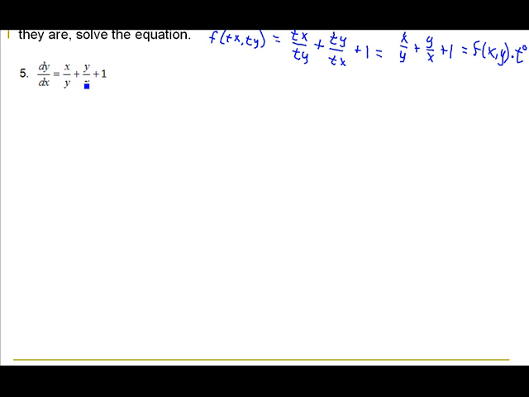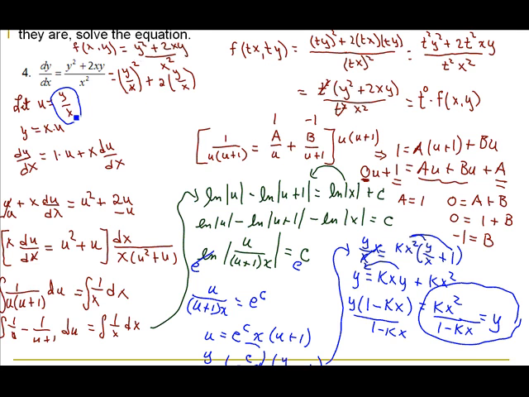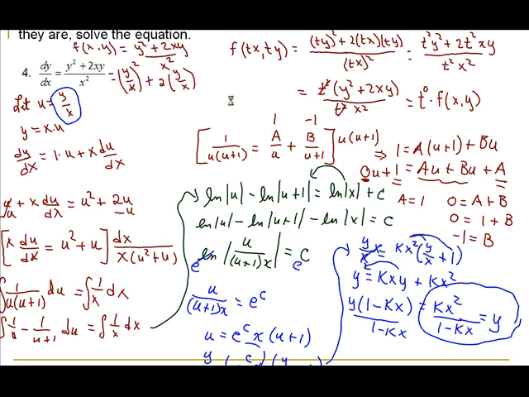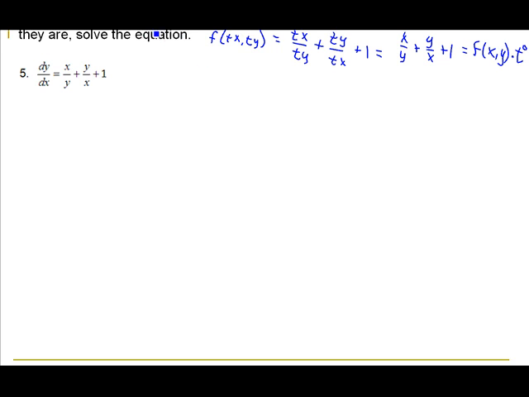So because we have both x over y and y over x, we can make either one of our substitutions. Either u equals y over x or v equals x over y. Either one is fine. Let me do this one. V equals x over y. And then multiplying by y and dividing by v, you get y is x divided by v.